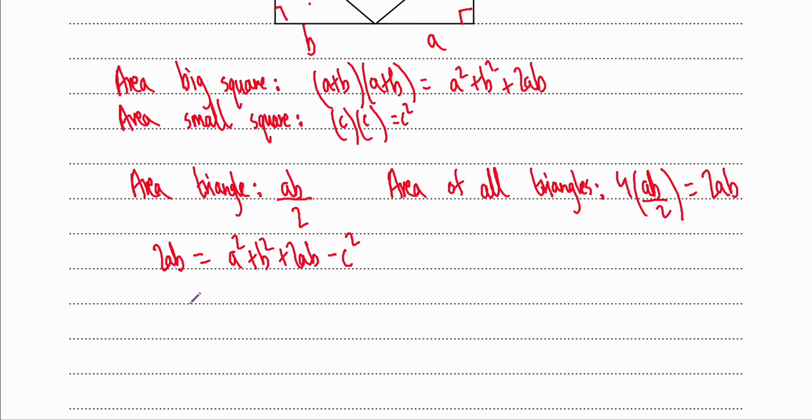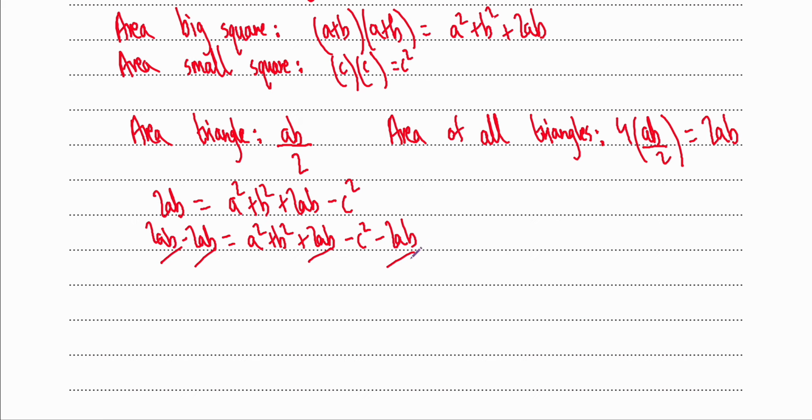So that's equal to A squared plus B squared plus 2AB minus C squared. Okay, now what can we do? Well, if we subtract 2AB from both sides, we're going to get 2AB minus 2AB is equal to A squared plus B squared plus 2AB minus C squared minus 2AB. Okay, well, this will cancel out, and this will also cancel out, right? Because 2AB minus 2AB is 0, and then 2AB minus 2AB here is 0. So I'm left with 0 on this side is equal to A squared plus B squared minus C squared.